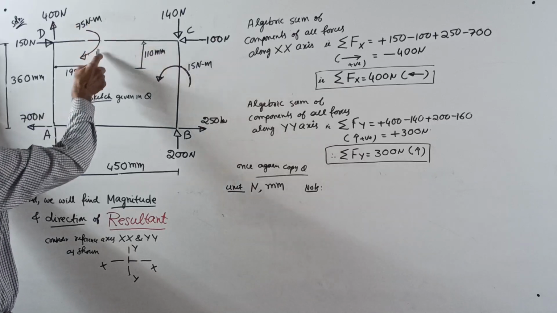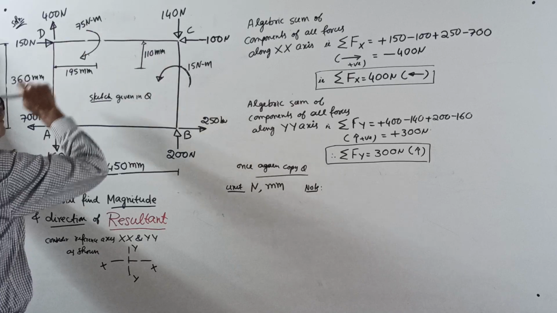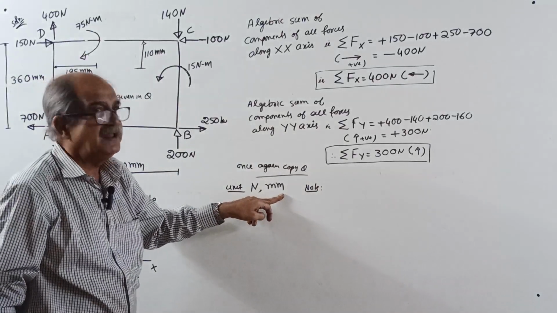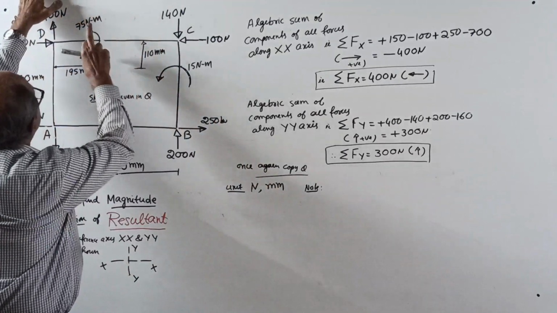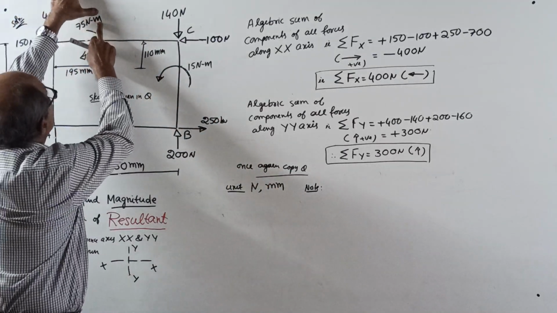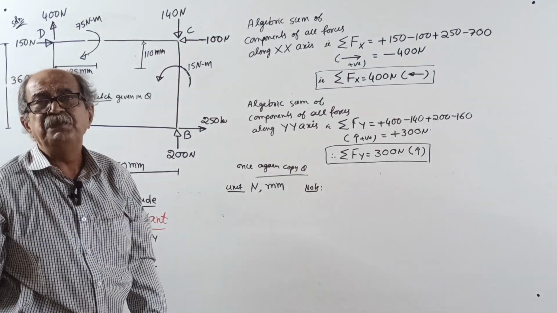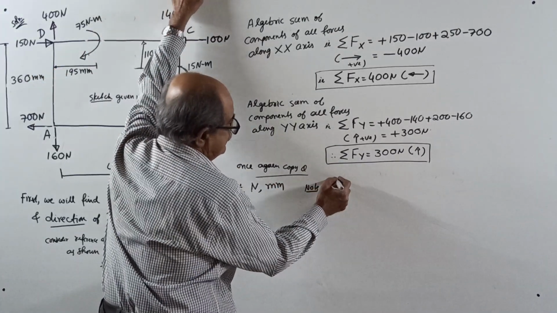There's a clockwise couple of 75. Oh, see, Newton meter. Our units we decided Newton millimeter. Therefore, since you decided Newton and millimeter, this Newton is okay. Meter should be converted to millimeter. Otherwise, it is a completely wrong solution. So, right here, write somewhere here.